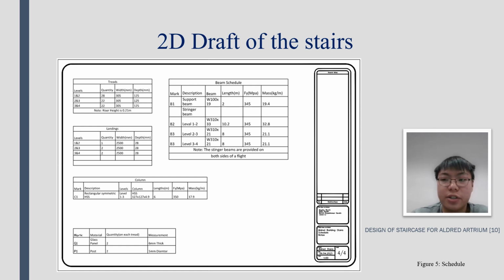The reason why I used AutoCAD instead of Revit or SolidWorks is that this semester we just started learning how to use Revit and I wasn't familiar with it, I wasn't confident in it. So that's the reason why I used AutoCAD instead of Revit.